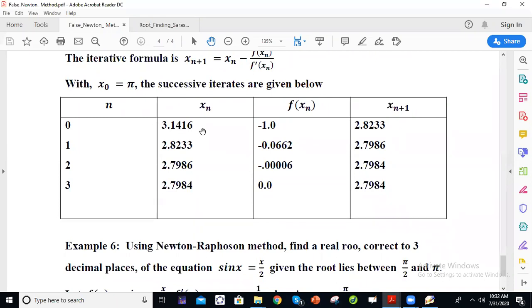But if nothing is given, we follow correct to 3 decimal places, which means 0.0005. After the decimal we compare 4 digits, so we write 4. If 4 is given, then after the decimal you should write 5 digits. Then you can compare 1 by 2 into 10 to the power minus 4, which equals 0.000405. So we write up to 5 digits after the decimal.